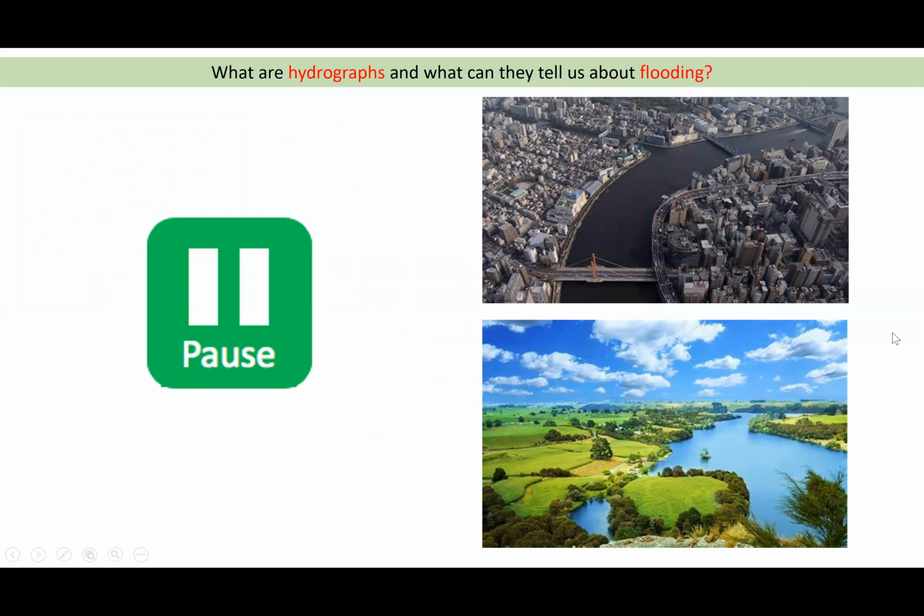Okay. I would like you to point to where it will flood the quickest, either this image or this image. It's the top one. The reason being for this, we can see there are lots of impermeable surfaces. So the water's not going to be able to infiltrate these areas of land around the river. They're going to stay along the top of the river and probably rush into the river.